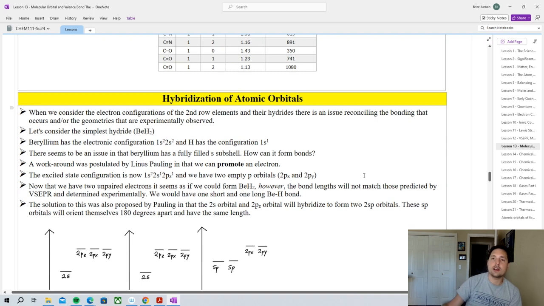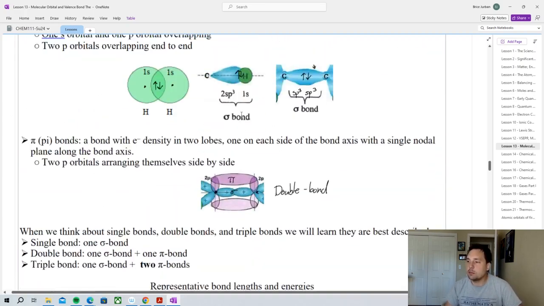So let's look at how do I make hybrid orbitals and why this is necessary. Why can't we just use regular atomic orbitals, or why can't we just use molecular orbitals? Well, I think it's easiest to start with some examples in the second row hydrides. So if we look at the simplest hydride, which is beryllium hydride, we can start with thinking about beryllium having the electronic configuration of 1s2, 2s2, and hydrogen having the configuration of 1s1.